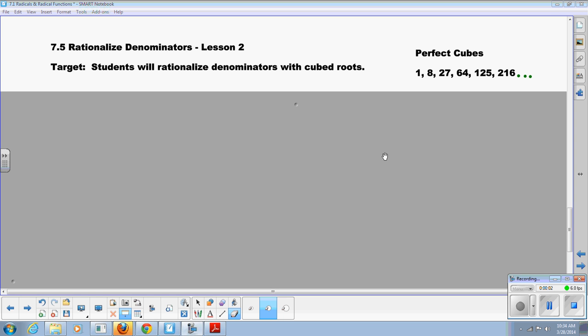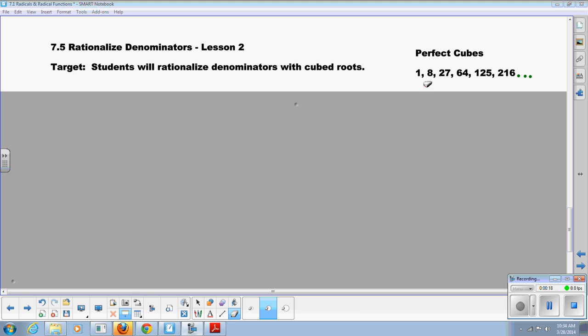Lesson 7.5, we're rationalizing denominators still. So this is our second lesson, and we're going to rationalize denominators that have cube roots in them this time. I have a couple examples for you. First of all, if you don't have the list of perfect cubes out in front of you, you might want to get that list written down.